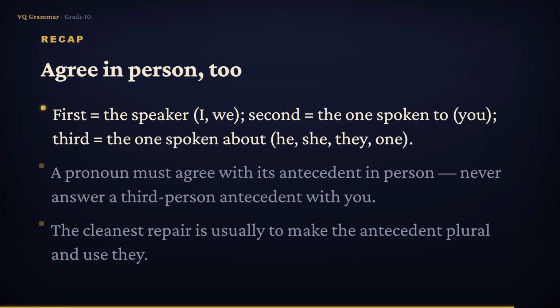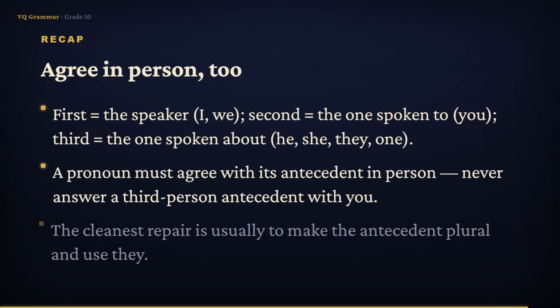First person is the speaker, I and we. Second person is the one spoken to, you. And third person is the one spoken about, he, she, they, and one. A pronoun must agree with its antecedent in person, which means you never answer a third person antecedent with the word you. That's the shift we spent the whole lesson hunting.